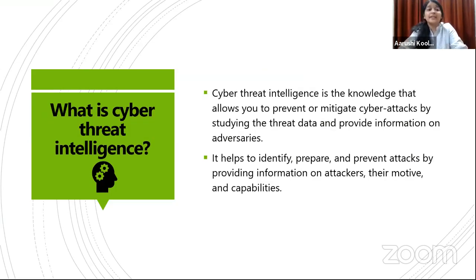So next up is cyber threat intelligence. It is the knowledge that allows you to prevent or mitigate cyber attacks by studying the threat data and providing information on the adversaries. So we study the specific data, what a threat is and how it can be exploited, and it provides information on the adversaries, the bad actors, the rivals, right? We identify, prepare, and prevent attacks by providing information on the attackers, their motives, and their capabilities. So we do a thorough analysis of how any attack can occur, if possible, right?